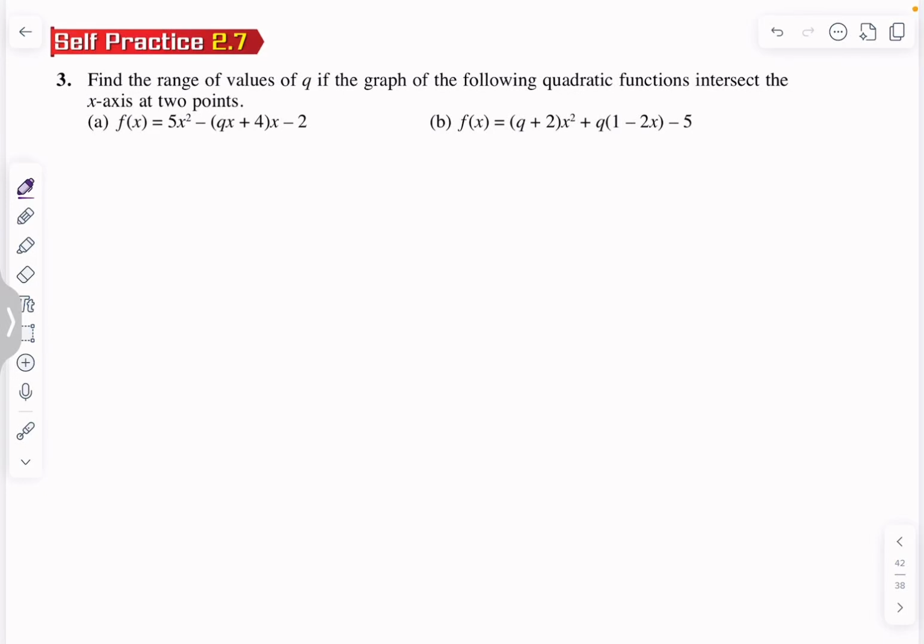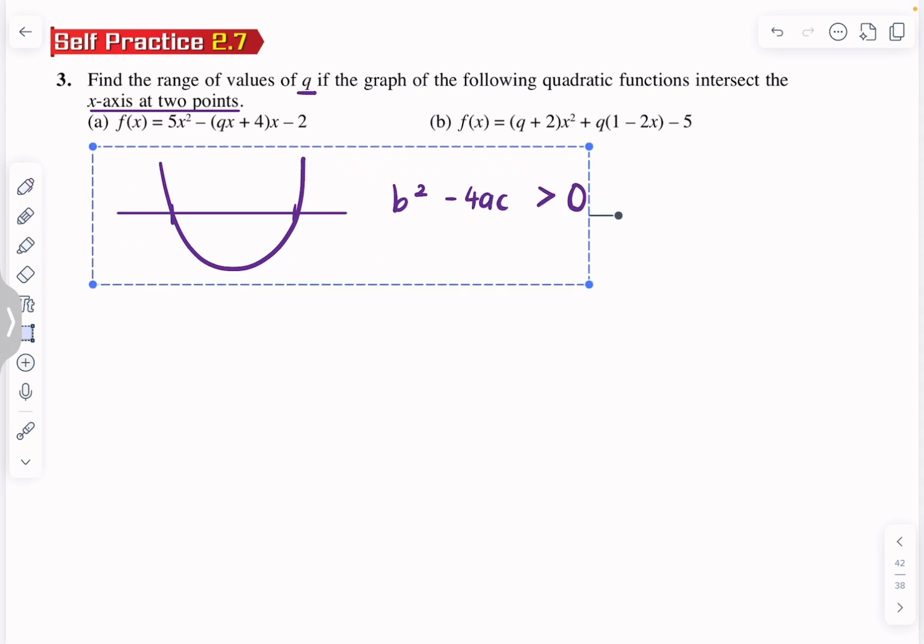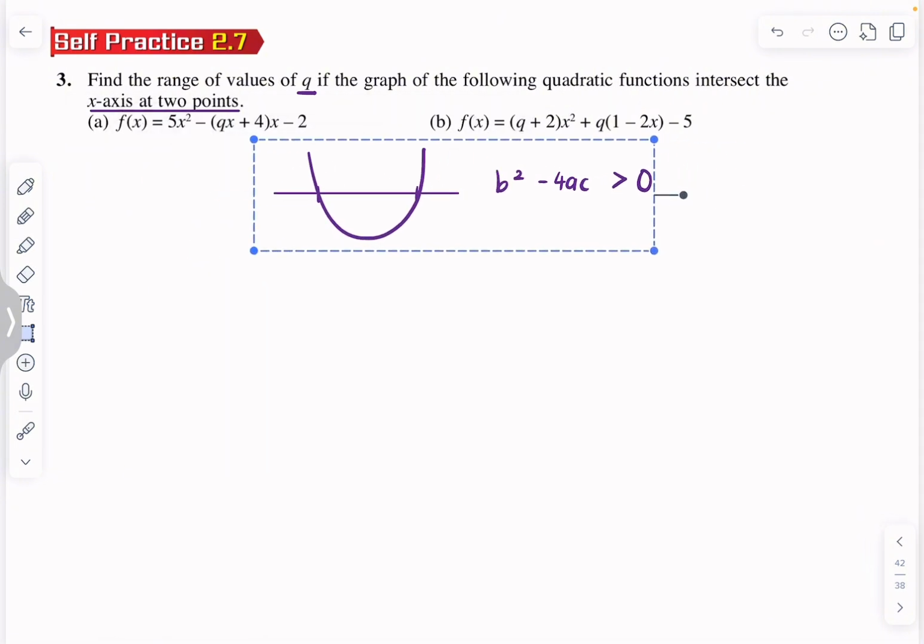Question 3. Find the range of values of q if the graph of the following quadratic functions intersect the x-axis at 2 points. So if our quadratic function intersects at 2 points, our b squared minus 4ac will be more than 0. Okay, so we put this here.